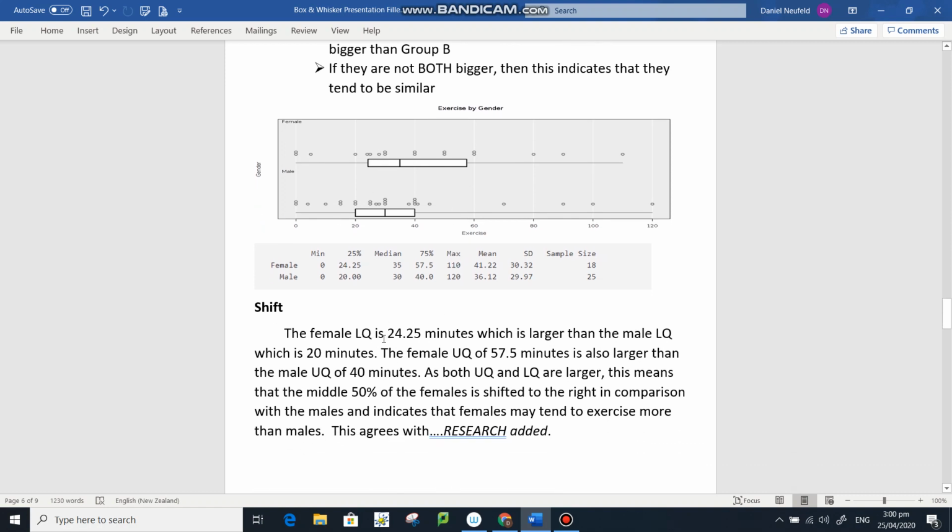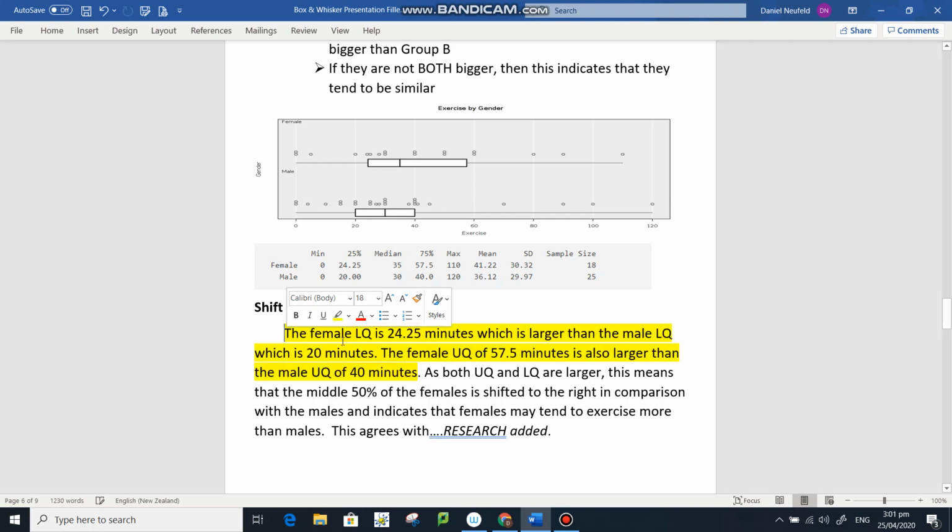It's important that you say what they are. So I say what the female LQ is, and I say that it's larger than the male LQ and what that is. Then the female UQ over here, I say what it is and that it's also larger than that. Okay, now that's quite good.